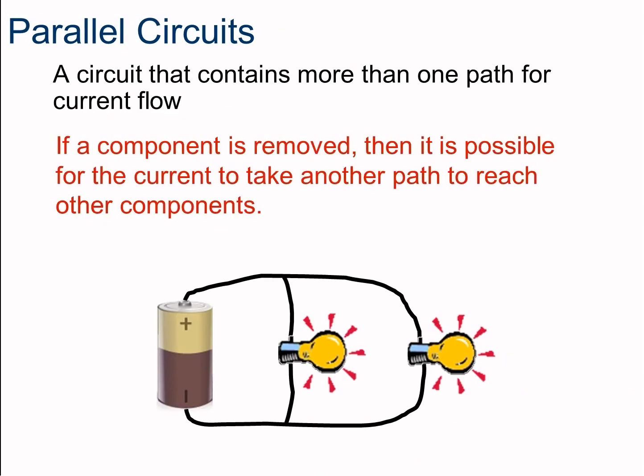All right, let's take a look at parallel circuits. This circuit has, of course, more than one pathway, like we said before. If we remove a light bulb, the other light bulb keeps shining. It doesn't really matter because the current still has a path to follow.